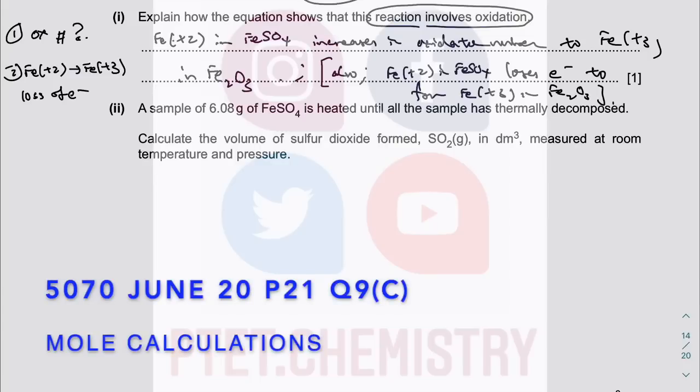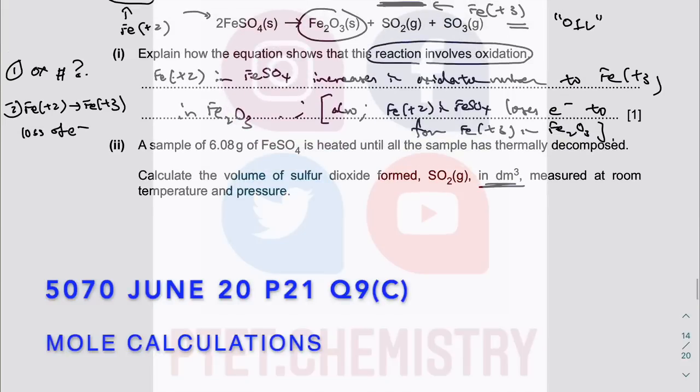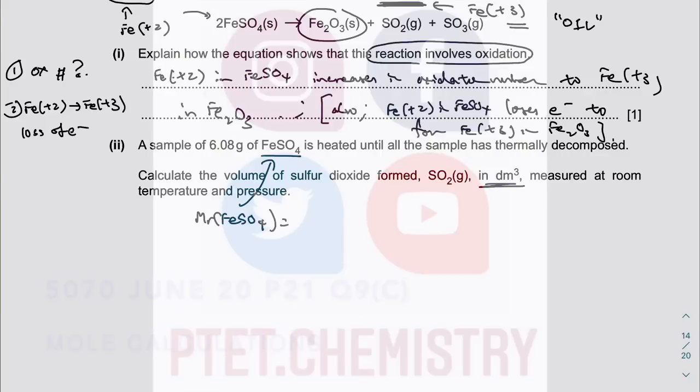Next bit is a calculation question. They want the volume of sulfur dioxide in dm cubed based on the equation. So you are given FeSO4 there. The Mr of FeSO4, if you work it out, is 56 plus 32 plus 16 times 4. That is from your periodic table. Make sure you know where the elements are, really.